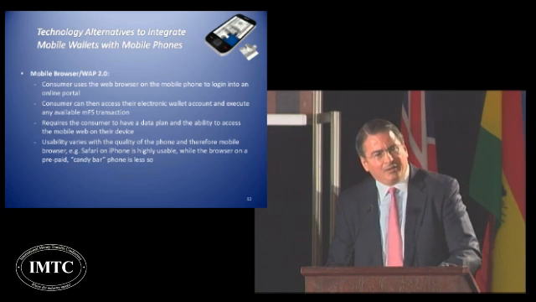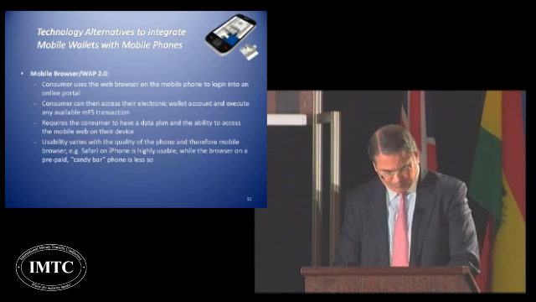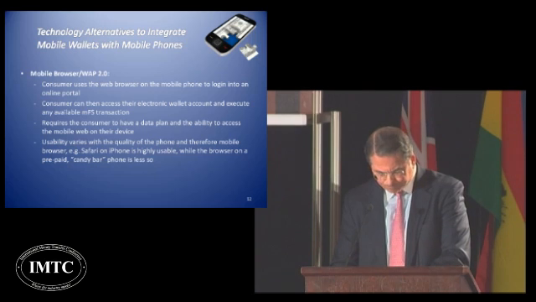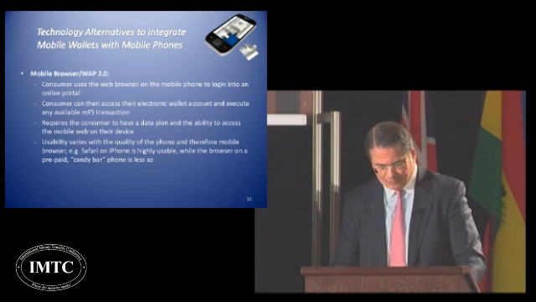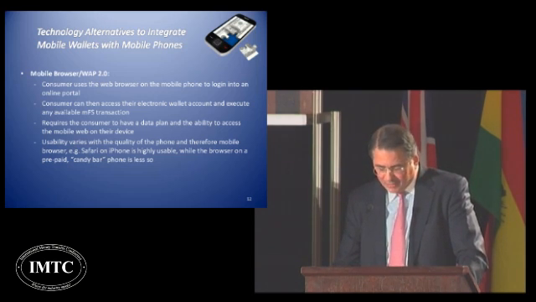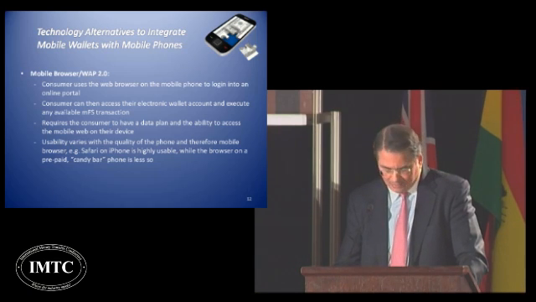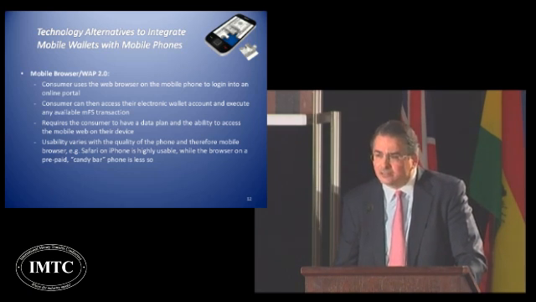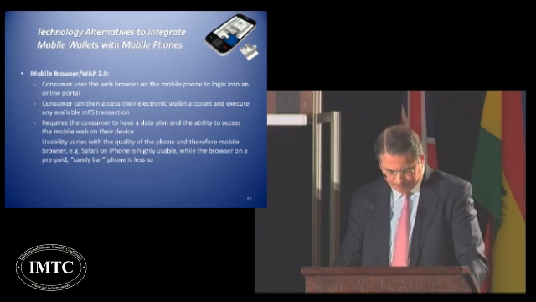The second technology, the mobile browser, or commonly referred to as WAP 2.0. In this particular technology, the consumer uses the web browser on his or her mobile phone and logs into the online portal. Consumers can access their mobile wallet and execute any of the available transactions that appear on the screen. And in this particular technology, it does also require the consumer to have a data plan, and to obviously access the mobile web on their device.